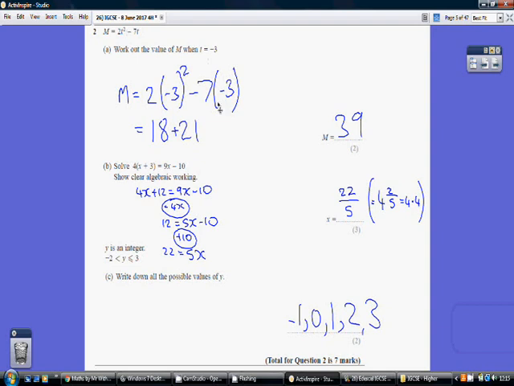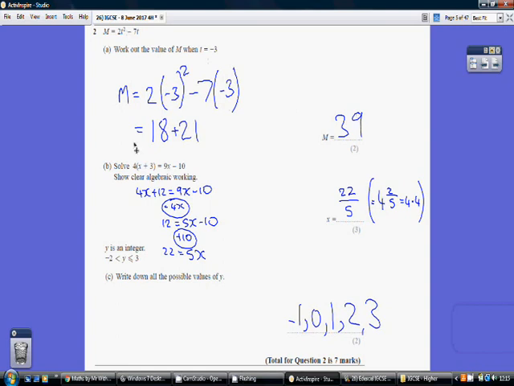But just so we're clear, minus 3 squared means minus 3 times minus 3, which is plus 9. And 9 2s are 18. And secondly, minus 7 times minus 3 is plus 21, hence the 39.